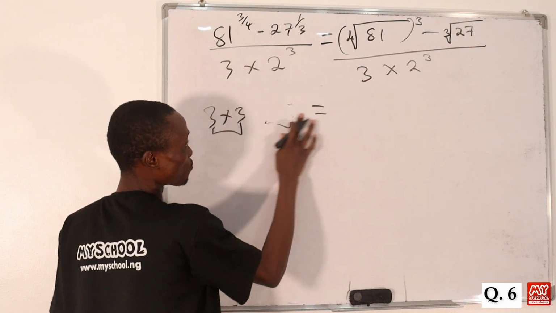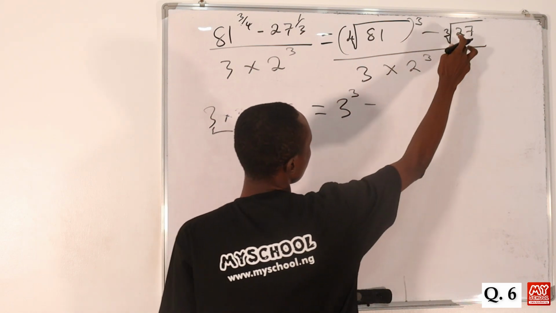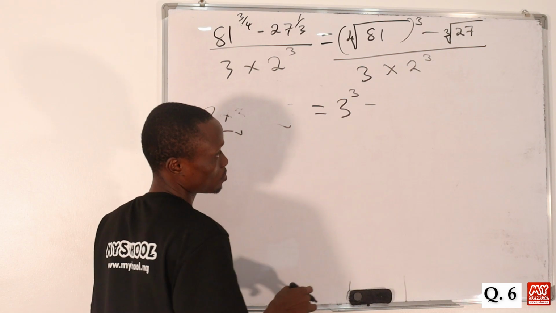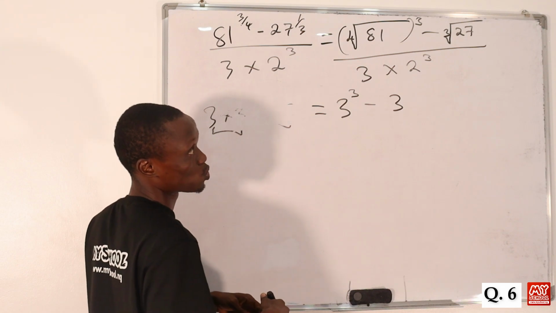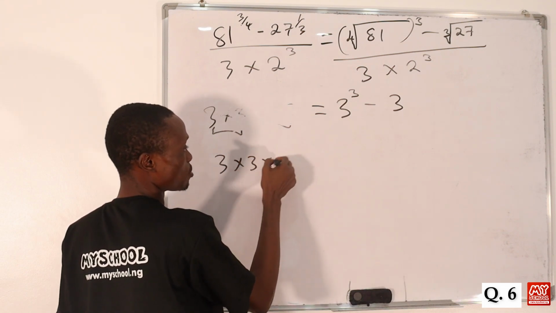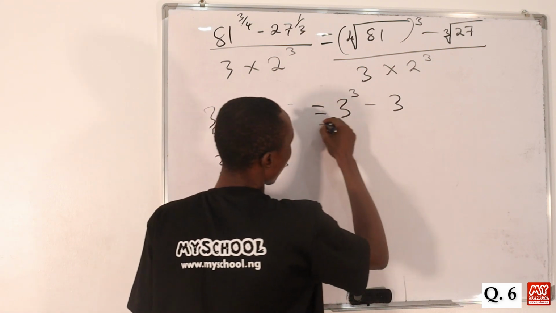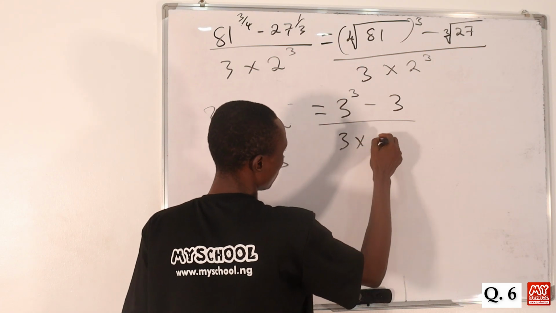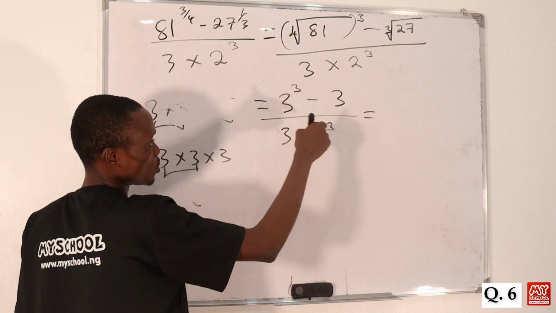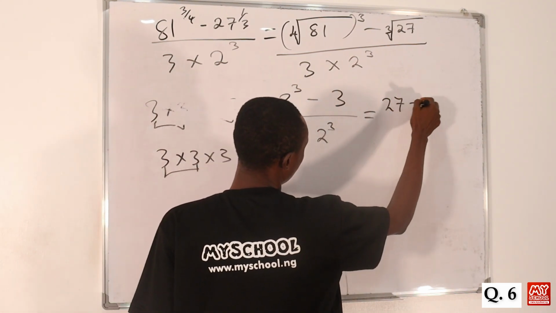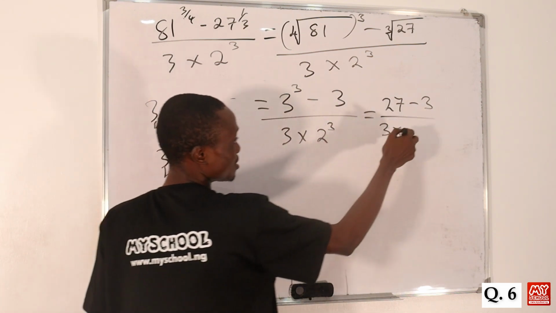Okay, so the fourth root of 81 is 3, so you'll be having 3 raised to power 3, then minus the cube root of 27, which is actually 3. That is 3 the same numbers that you multiply together that will give you 27, which is 3 times 3 times 3. 3 times 3 is 9 times 3 is 27. So over here we'll be having 3 times 2 raised to power 3. So this will be equals to, of course, 3 raised to power 3 will give us 27, then minus 3, then over 3 times, of course, 2 raised to power 3 is 8.